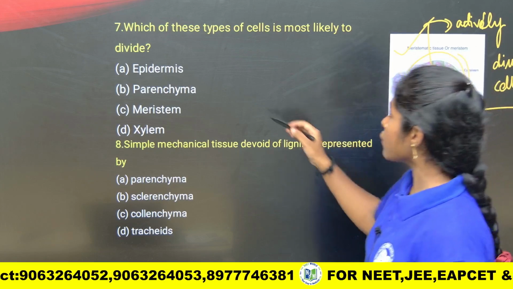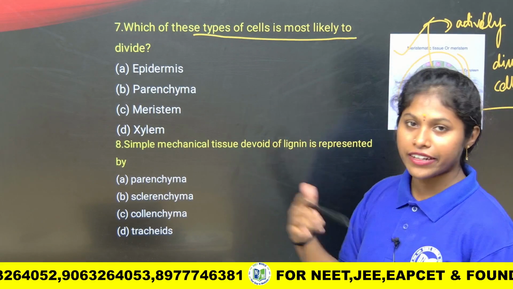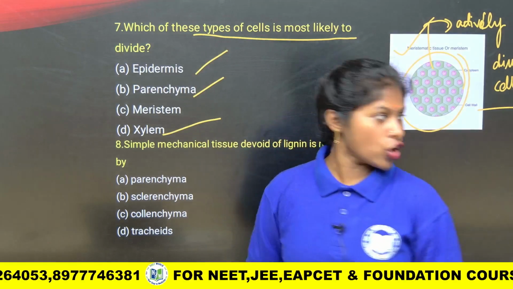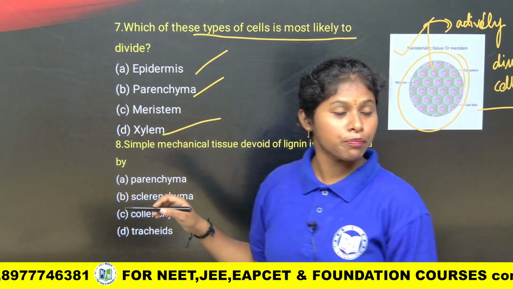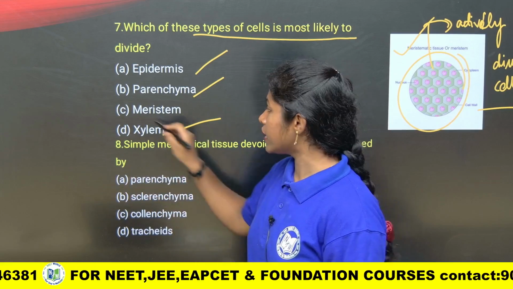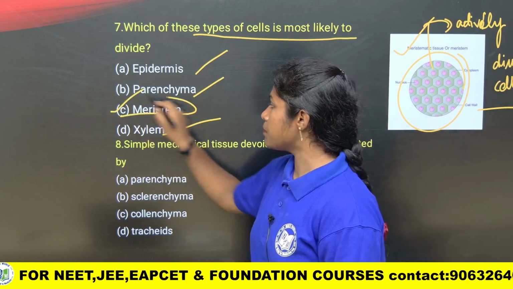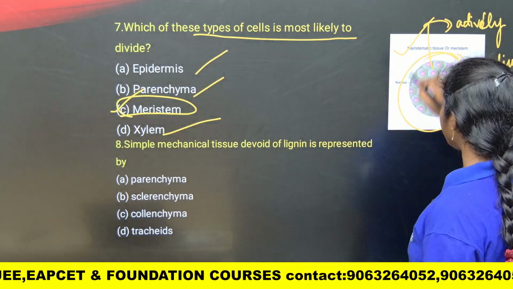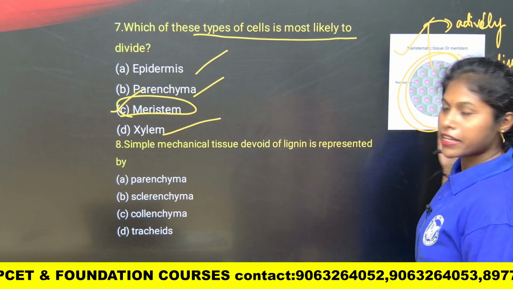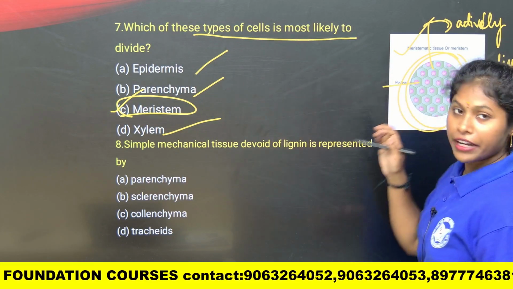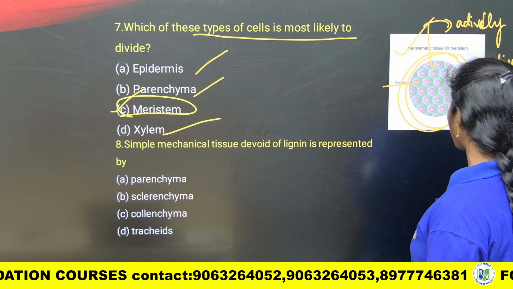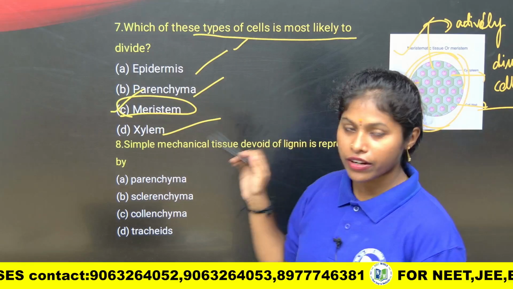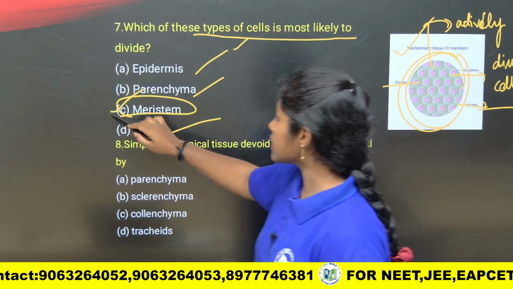So they are asking which of these types of cells is most likely to divide. Is it the epidermis, parenchyma or xylem? We all know that the answer is meristem. Meristems are the actively dividing cells. There are no intercellular spaces in the meristematic tissue, and it has a prominent nucleus, dense cytoplasm and a cell wall, right? Of course the answer is meristem.